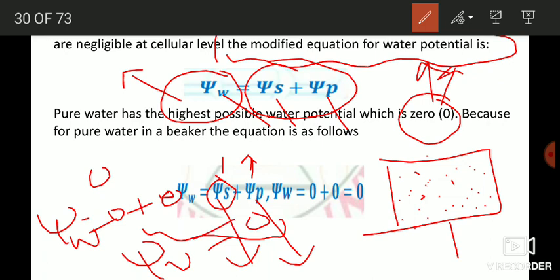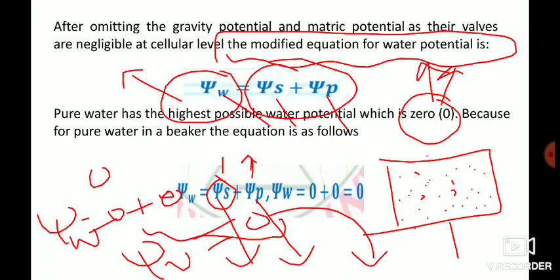And when you dissolve some solute in this, the water potential will become negative. You have to remember this. Pure water always has 0 water potential, and the addition of solutes reduces the water potential to negative. So this is all about the different components of water potential.